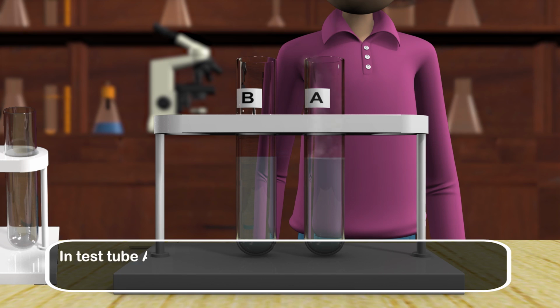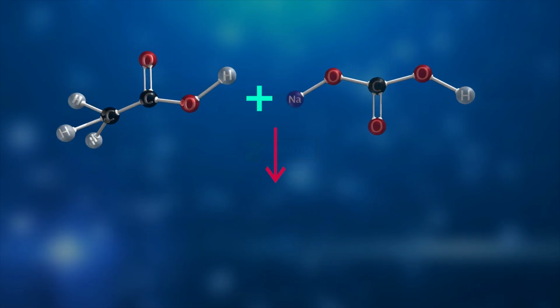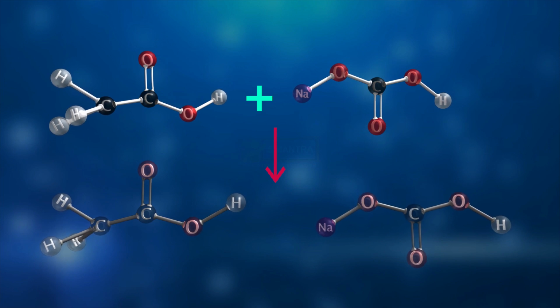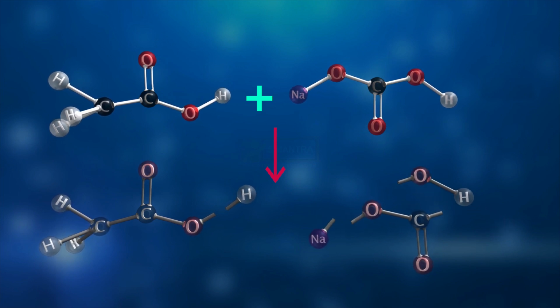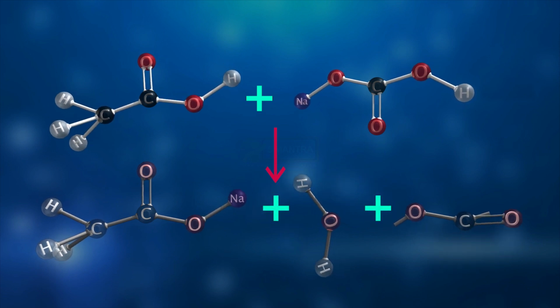In test tube A, we can observe brisk effervescence due to CO2, whereas in test tube B, no change is observed. Thus, when sodium bicarbonate reacts with ethanoic acid, the hydrogen ion dissociates from the carboxylic acid. It will form water and carbon dioxide.